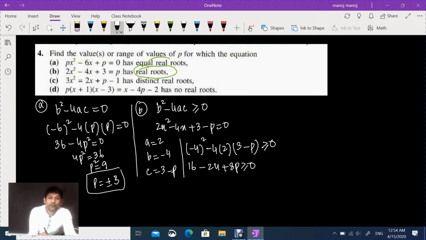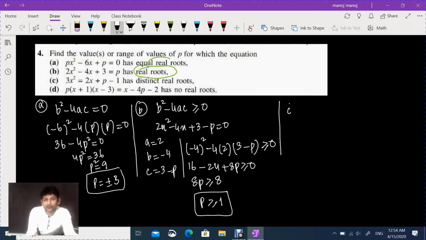Okay, now 8p greater than equals to 24 minus 16, which is 8. So p is coming 8 upon 8 is 1, and that's your answer. Very simple. That's how we can solve it.